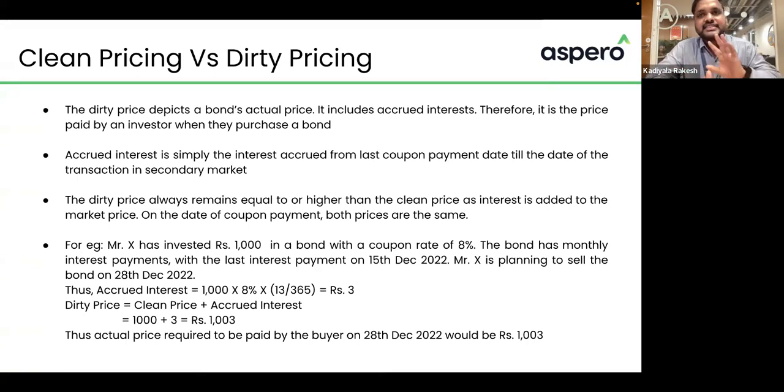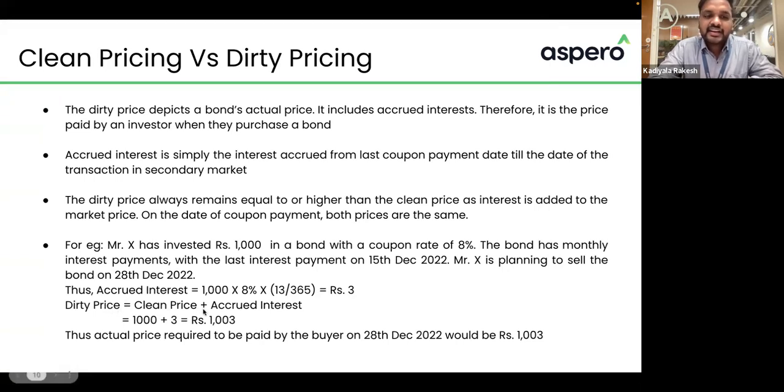So for example, say an investor X invested 1,000 rupees in a bond with a coupon rate of 8%. Note the coupon will be paid annually, calculated on a per annum basis. The bond has monthly interest payments, with the last interest payment on 15th December 2022. And Mr. X is planning to sell the bond on 28th December 2022. So there is a difference of 13 days. Thus the accrued interest is equal to 1,000 rupees into coupon 8% into 13 days. So whatever the 13 days' interest, if you calculate it, you get 3 rupees.